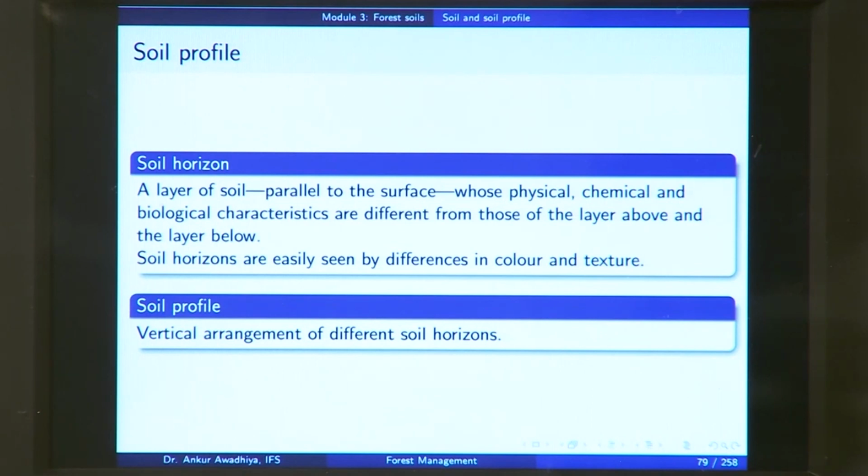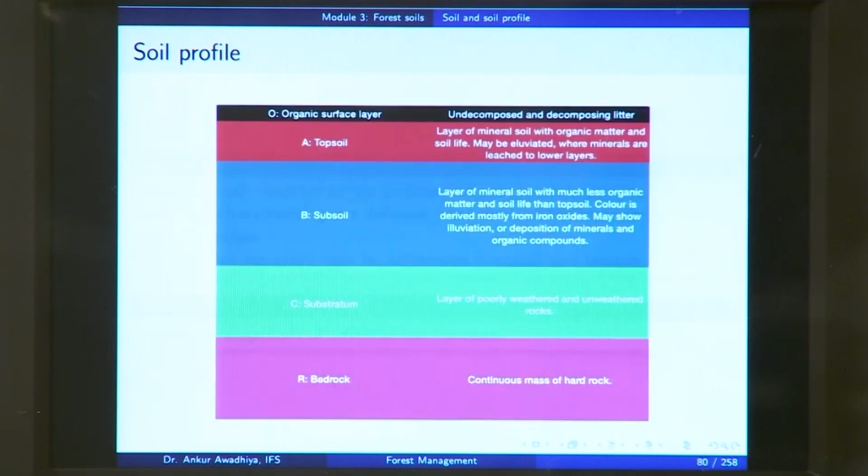Now, soil horizons are easily seen by differences in color and texture. Typically, you will find that the horizon that is near the surface will have a very different color and texture as compared to the layer below, which will have a very different color and texture to the layer that is even below. Now, the vertical arrangement of these soil horizons is known as the soil profile. So, a typical soil profile will look like this.